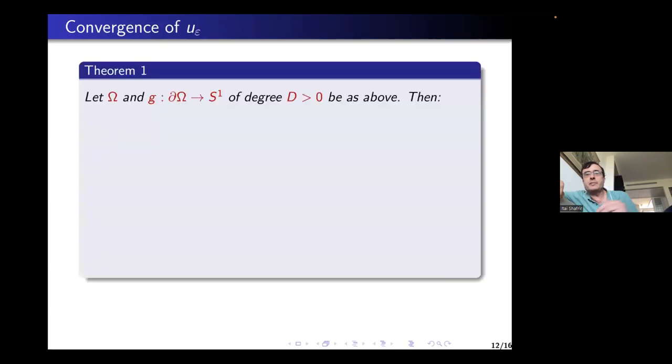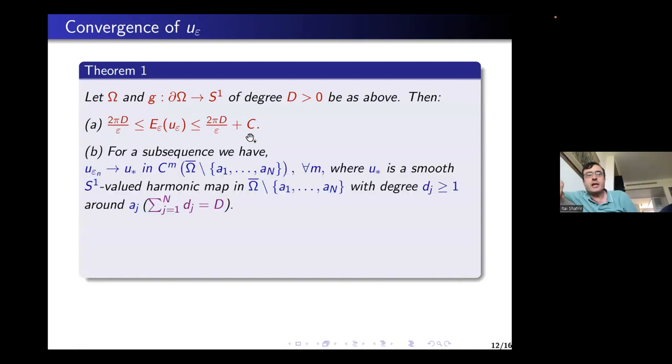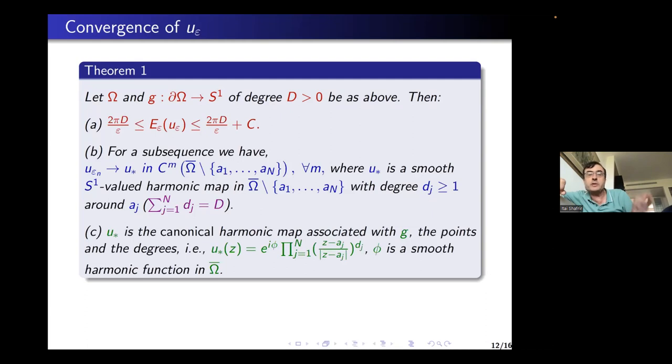So let me state the first main theorem, the convergence result. First, I just recall, because I didn't state it officially, just orally, that the energy of u epsilon behaves like this: it's between 2 pi d over epsilon and 2 pi d over epsilon plus C. Now for the convergence, we have convergence outside a finite number of points to an S1-valued harmonic map with singularities at the points a1 to aN. And notice each singularity has degree d_j greater or equal to one, and the sum of them should be equal to the total degree d, but I don't say that the degree is one as in the Ginzburg-Landau case, because it's not necessarily true.